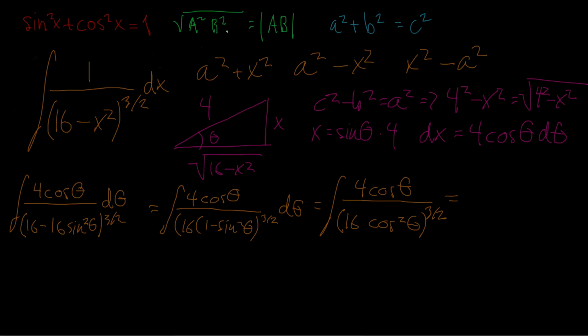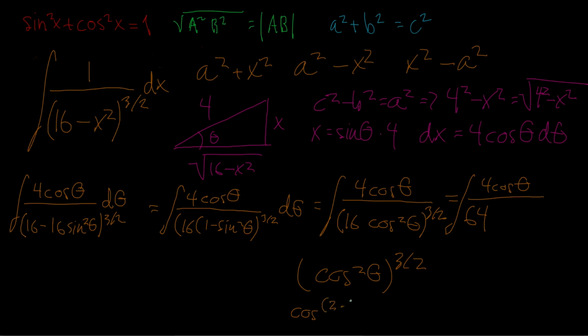And this is a slight deviation from this, but you can think about it intuitively. So 16 to the 3/2 is just going to be 64. So we're going to say that this is just going to be equal to the integral of 4 cosine theta over 64. So that 16 to the 3/2 is going to be 64. And then cosine squared to the 3/2, you just draw this down here. Cosine squared to the 3/2 is going to be equal to cosine to the 2 times 3/2 theta, those twos are going to cancel out, and we're going to get cosine cubed theta. So our denominator is going to be 64 cosine cubed theta d theta.